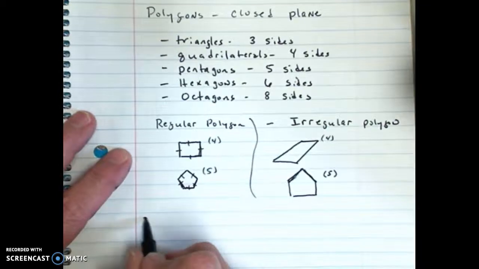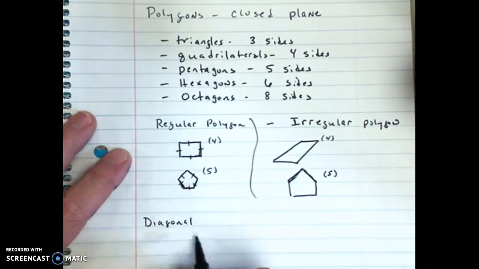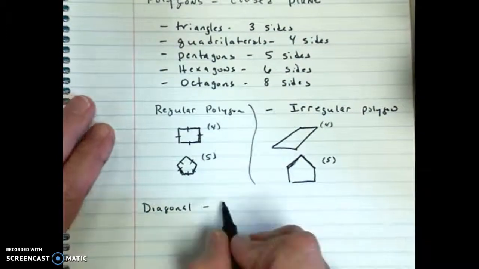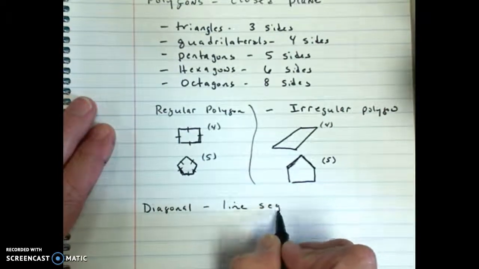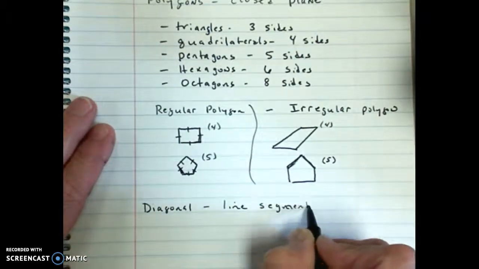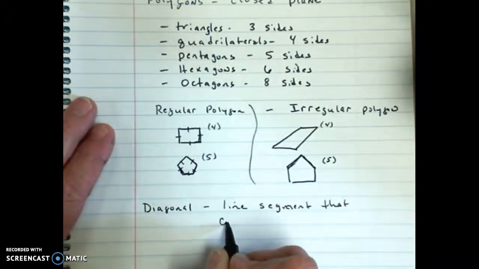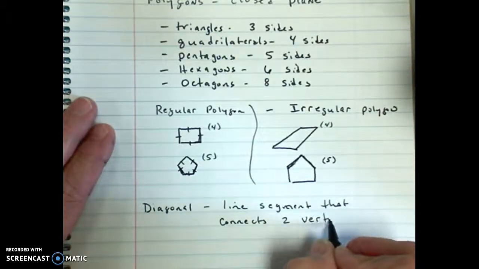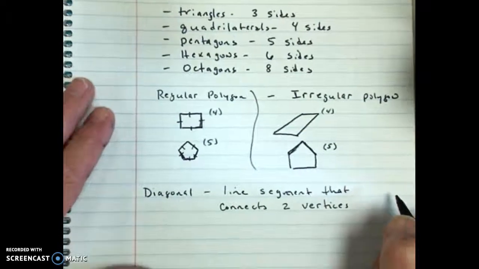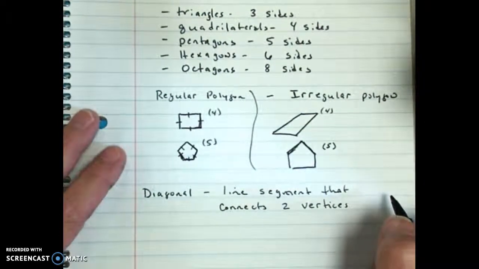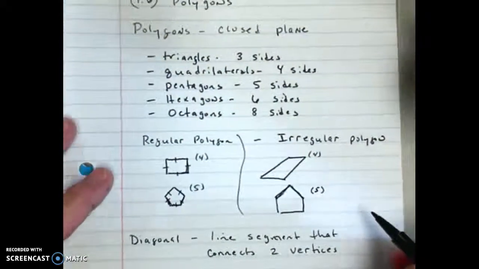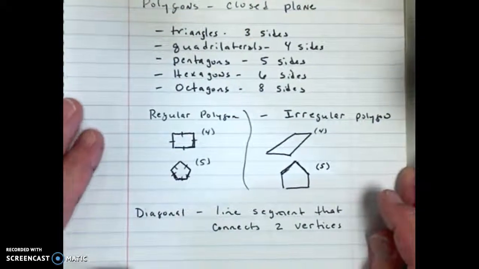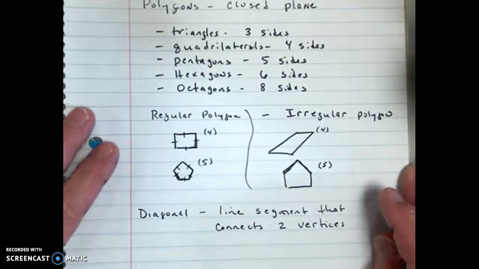We're going to add to our notes: diagonal. A diagonal is basically a line segment that connects two vertices or corners. Vertices is plural for vertex or corner. Now all of these we have in your notes as well, but I want you to copy them down again so they're right in front of you. You can refer back to your notes as well, but this way it's all right in front of you.